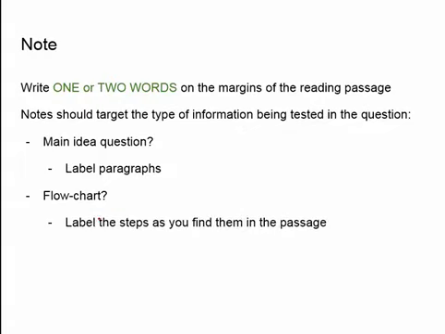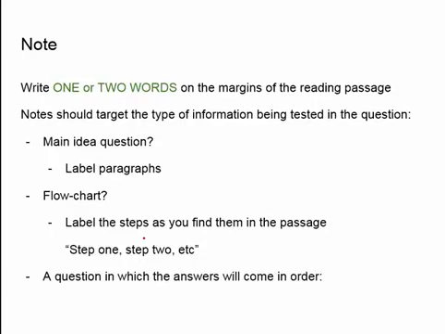So you should, in your reading passage and alongside the margins, label the steps as you find them in the passage. You know by looking at the questions that you're supposed to find this information, so you label it to let you know where to look as you're answering questions. You can write step 1, step 2, or whatever makes sense for that particular chart you're looking at.